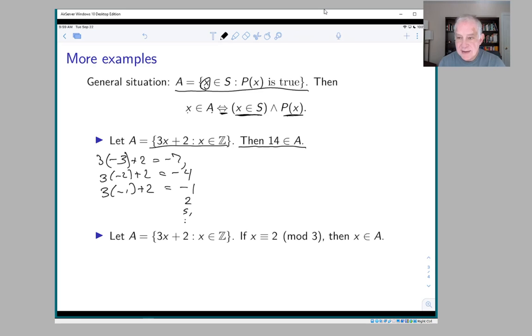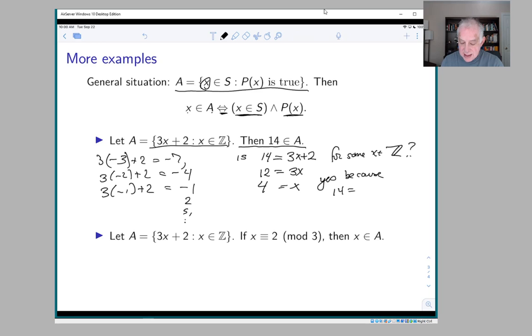So how do we decide if that's true or not? We need to know, is 14 equal to 3x plus 2 for some x in Z? Because that's what it means to belong to A: to be of the form 3x plus 2 for some x in Z. And actually, if we look at this equation, we see that 12 is 3x, so x is 4. So the answer is yes, because 14 is 3 times 4 plus 2.